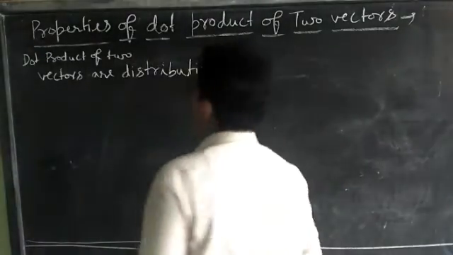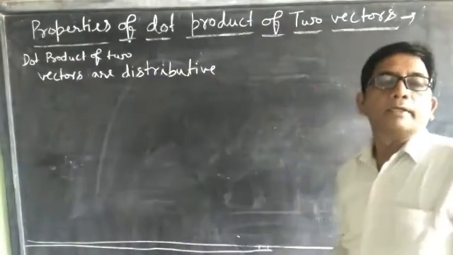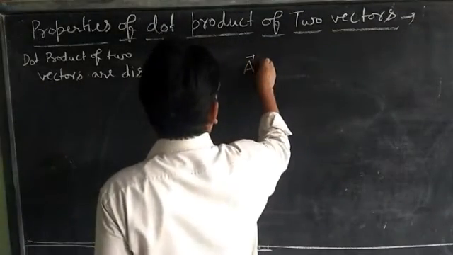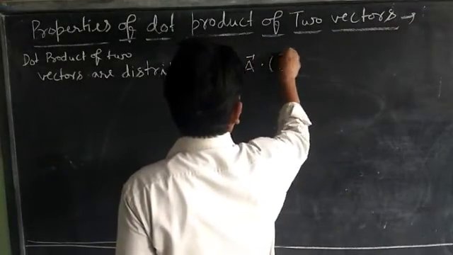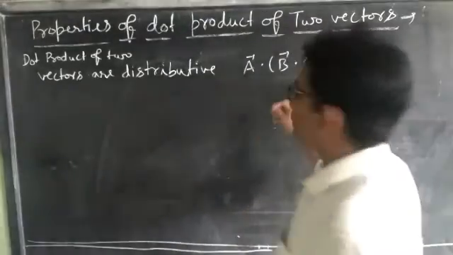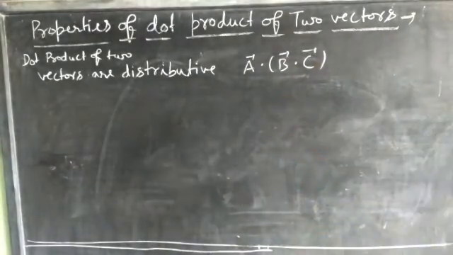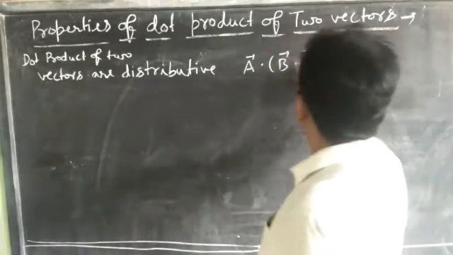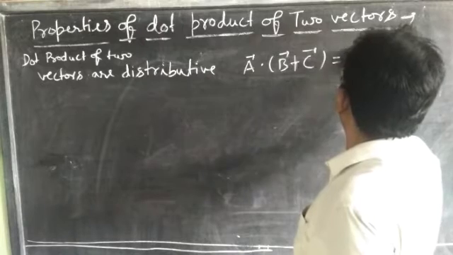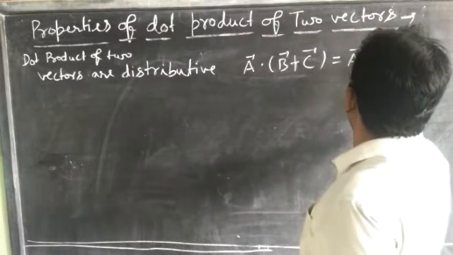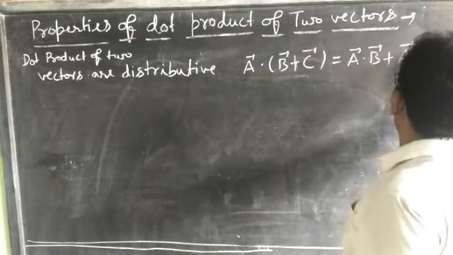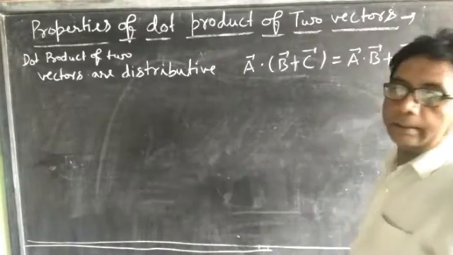That is, we can write vector A dot (B plus C), which is equal to vector A dot vector B plus vector A dot vector C.